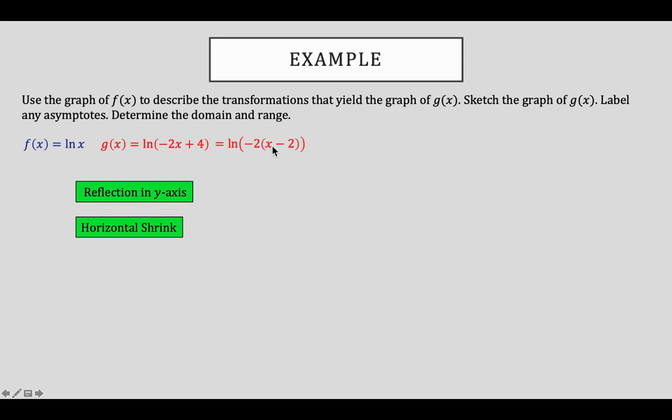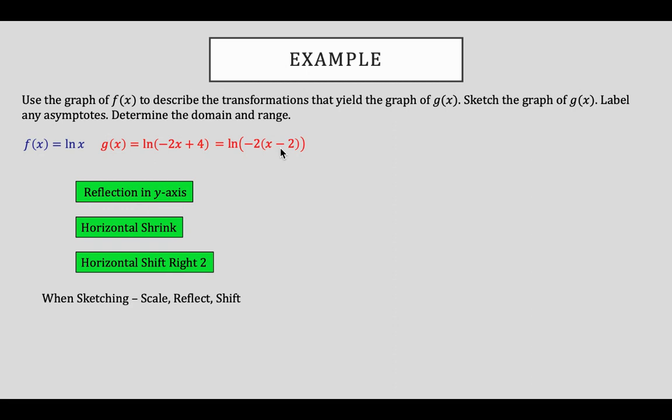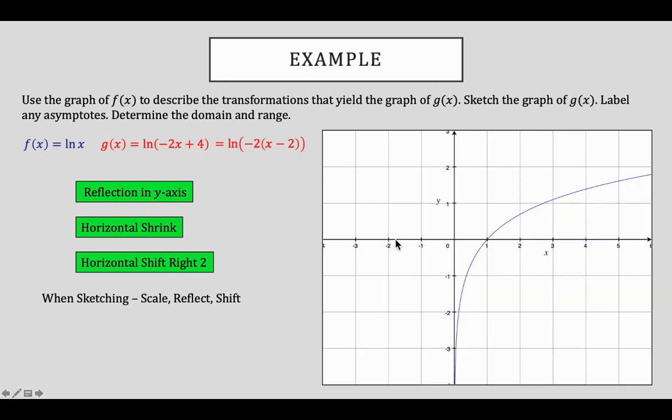And finally, we have a minus 2 here. That means we have a horizontal shift to the right 2 units. Now that we have identified all of our transformations, we can sketch our graph. Always a good idea to start with the shape of the parent function, okay? And you guys should know the general shape of every logarithmic function by now. We have a vertical asymptote at x equals 0 and an x-intercept at (1, 0).